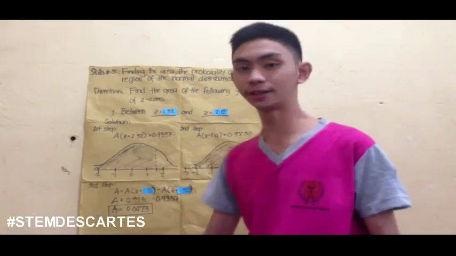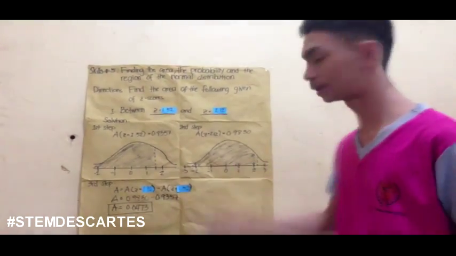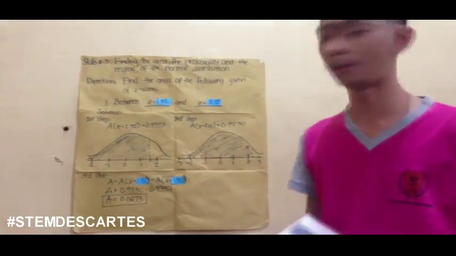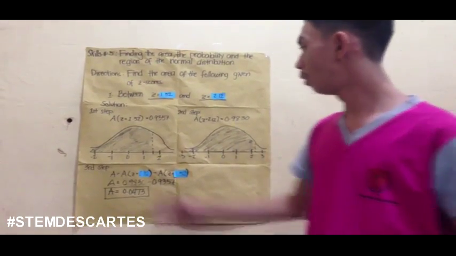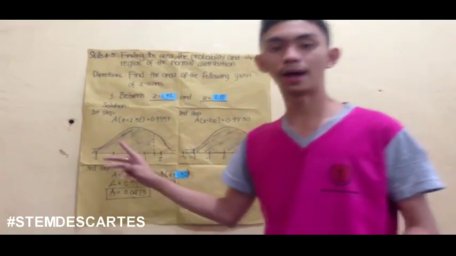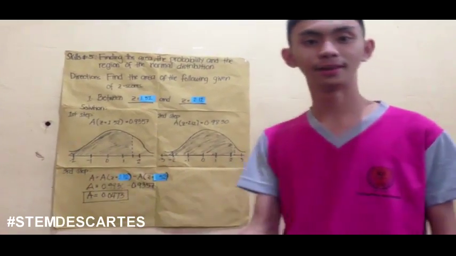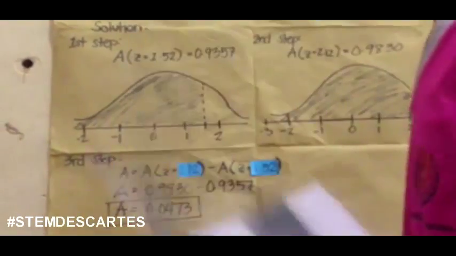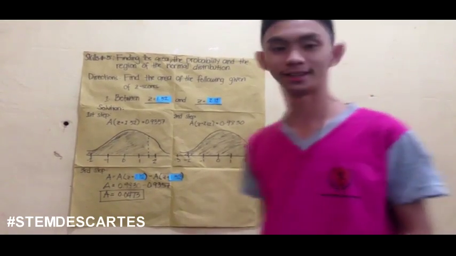So just like the first step, in getting the area of z equals 2.12, we will now use the appendix, so the answer is 0.9830. And in getting this, we'll now use the normal distribution curve. So it's very clear. Third step and the last step is subtracting the z-scores.